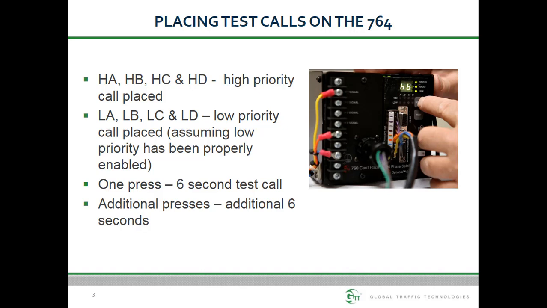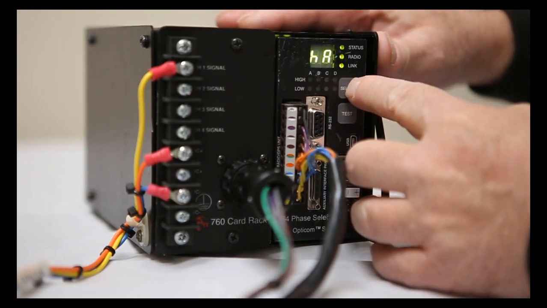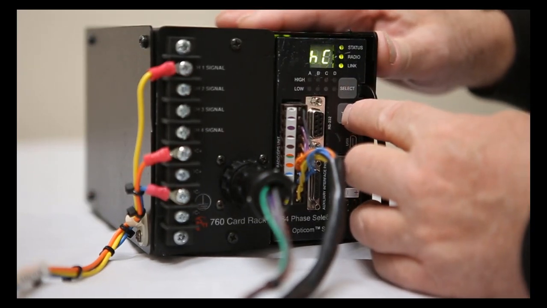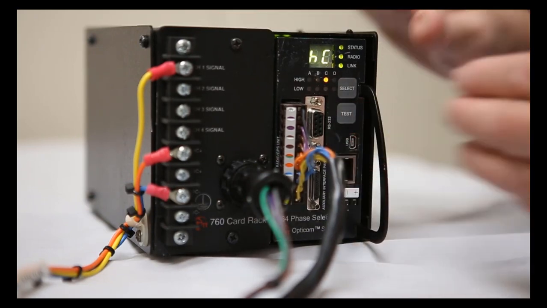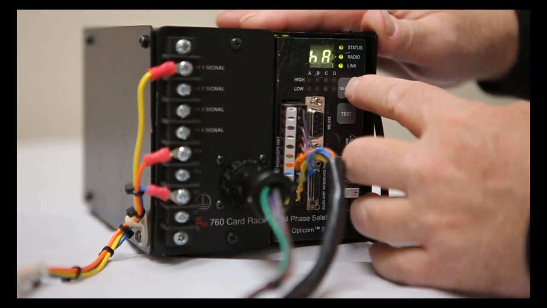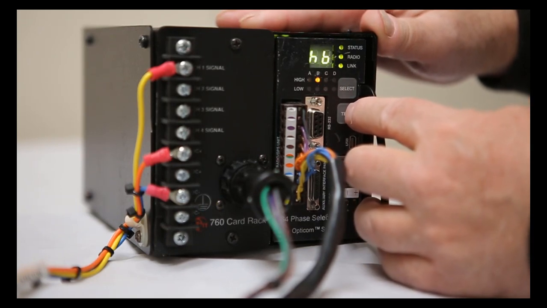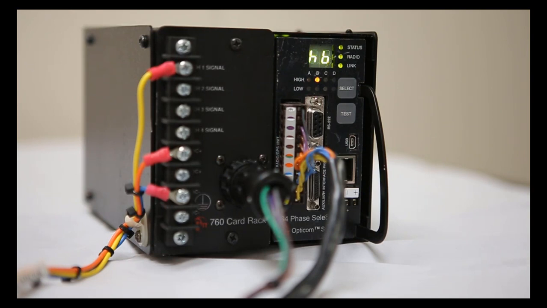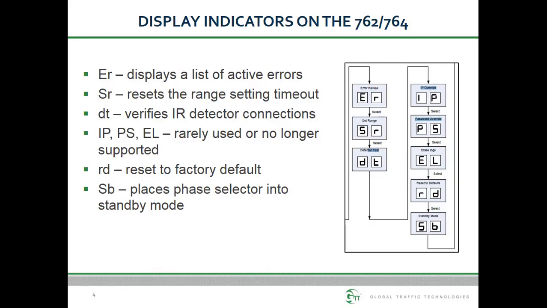762s will only have options for channels A and B. To place a call, select the desired channel and priority and press the test switch while the display is illuminated. A 6-second call will be placed. Additional presses of the test switch while the display is illuminated will add 6 additional seconds for each additional press of the test switch. Please refer to the on-site help manual or the installation manual for more details on using the remaining functions, as we will not go into too much detail in this video.